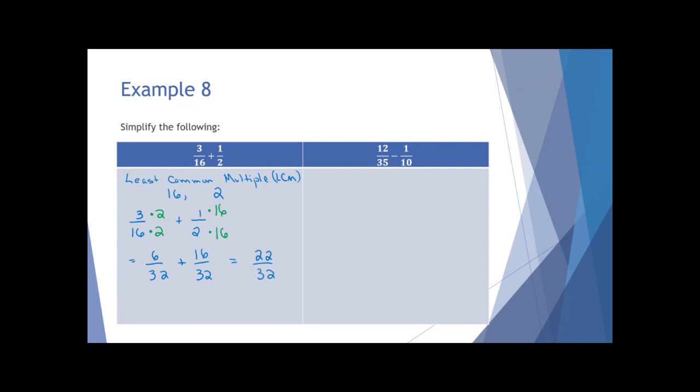And now we have to reduce. 22 and 32 both can be divided by 2. So I'm going to rewrite this. That'd be 11 over 16. Yep, we got 11 over 16. And 11's prime, and 11 doesn't divide into 16. So that is our answer there, 11 over 16.